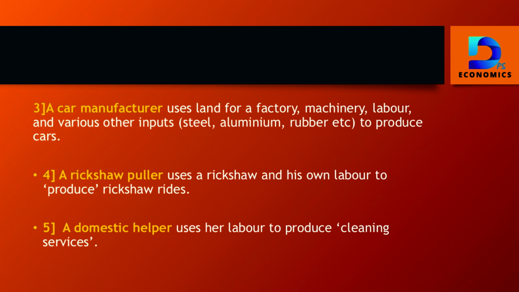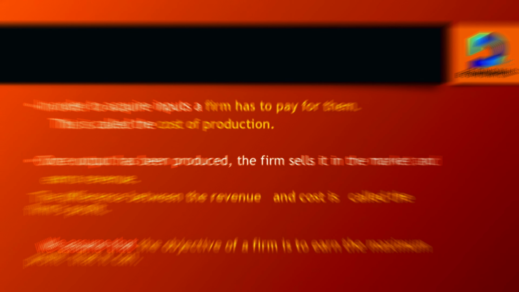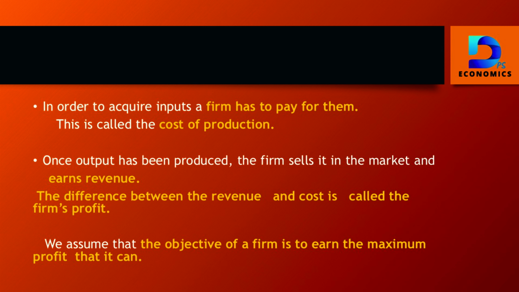These above producers use many inputs to produce goods and services. Each producer transformed inputs into outputs. Where do producers get these inputs and how? In order to acquire inputs, a firm has to pay for them. This is called the cost of production. The expense to buy inputs is called the cost of production.